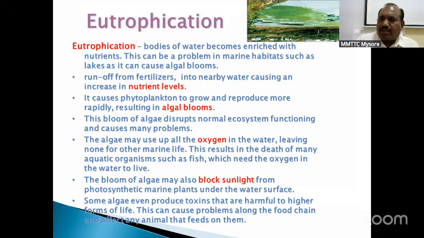That is an indication that many fishes will die within a span of 20 hours, 24 hours or even within 12 hours. Okay. So these algal blooms may block the sunlight from photosynthetic marine plants under the water. Some algae even produce toxic components also.